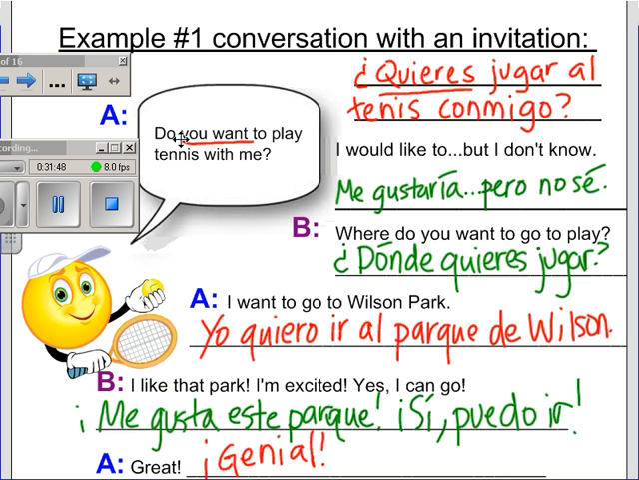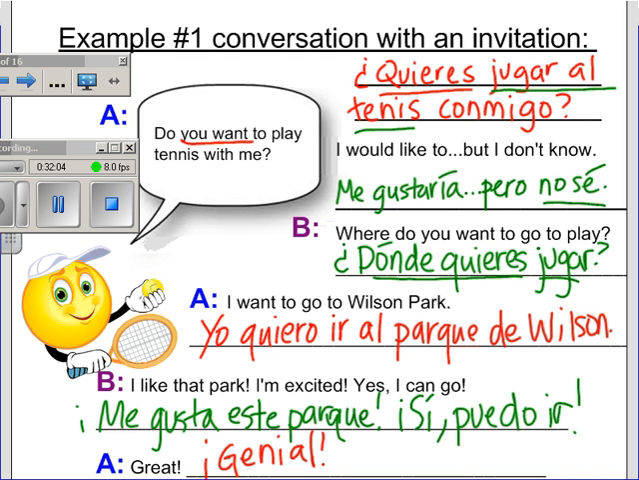So do you want, I'm going to use my querer verb, right? Quieres, to play. So I need to remember that I'm going to use what I know about jugar al tenis, using that construction. And then with me, some extra words in there. Me gustaría, I would like to, pero no sé, but I don't know. ¿Dónde quieres ir?